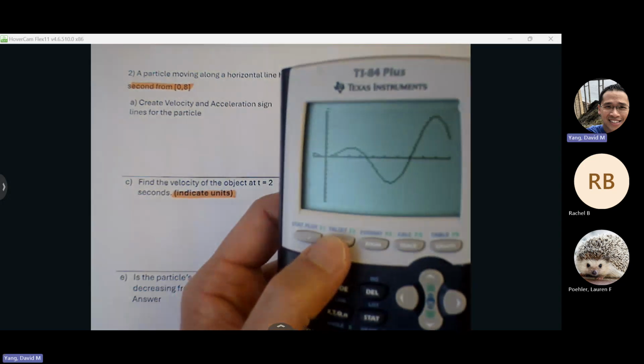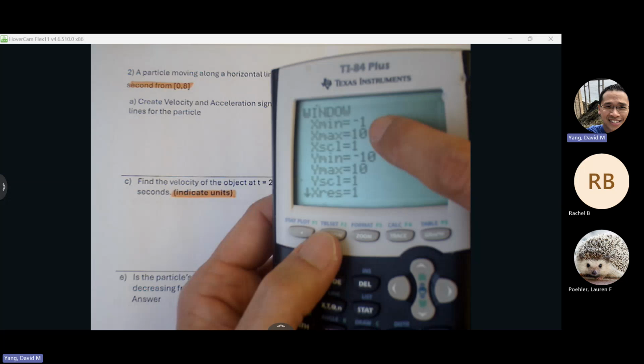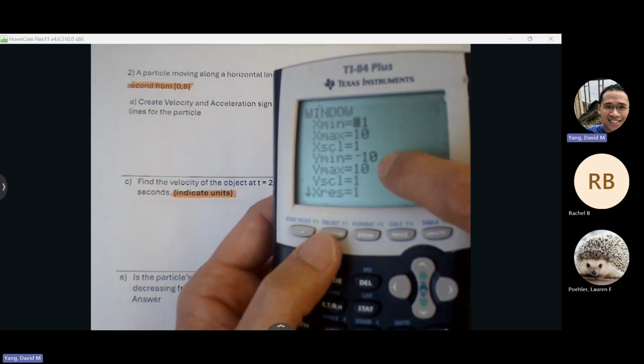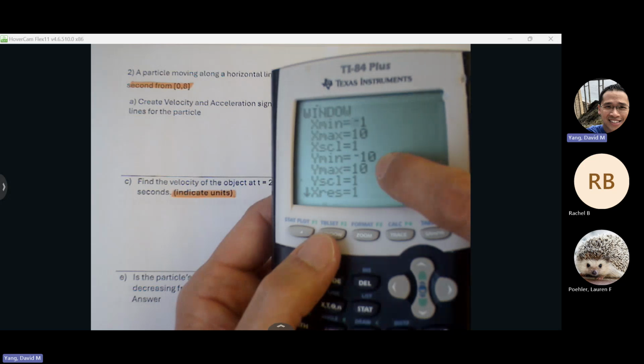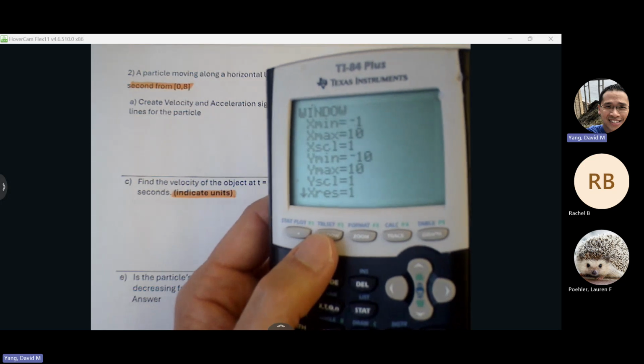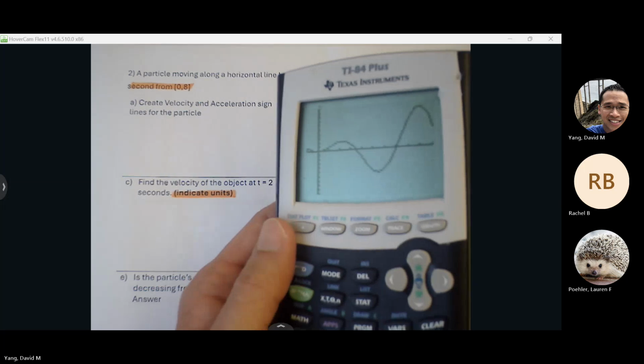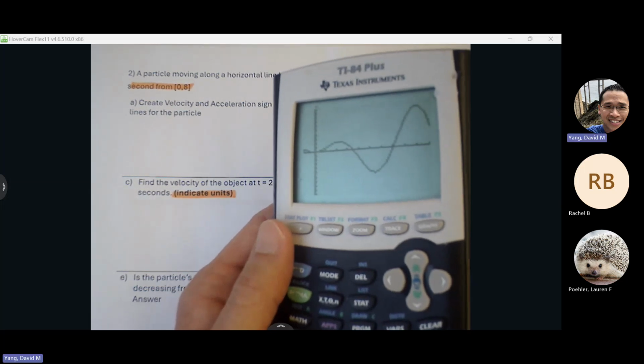But yeah, you can always adjust your window with how far left and how far right you want your graph to go, and then how far down and how far up you want your graph to go. Or you can do zoom box and draw a box around the region that you want to zoom in on. All right, create a velocity and acceleration sign line.